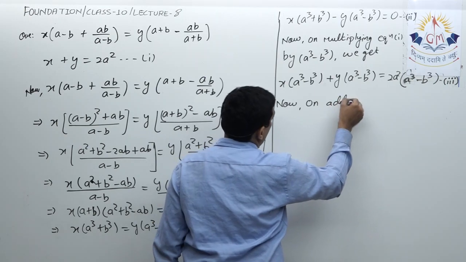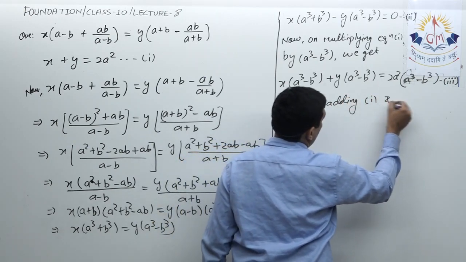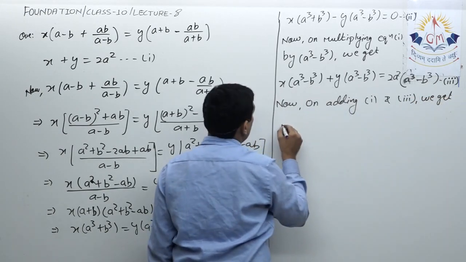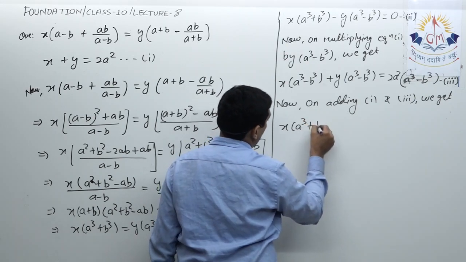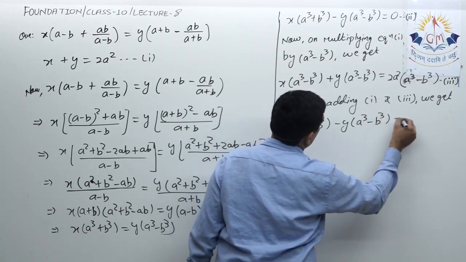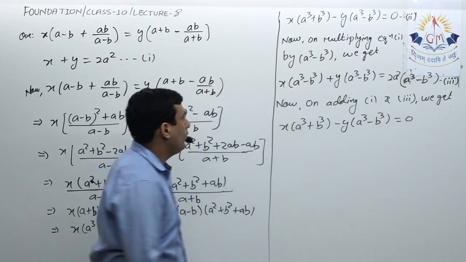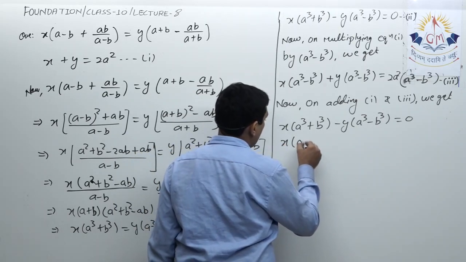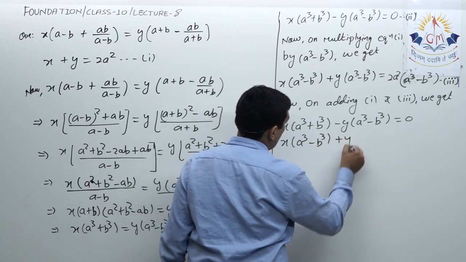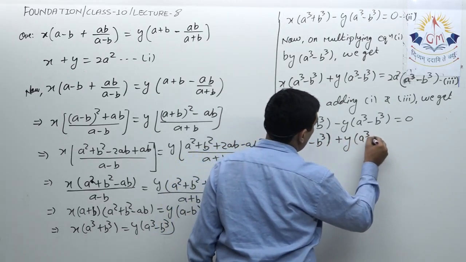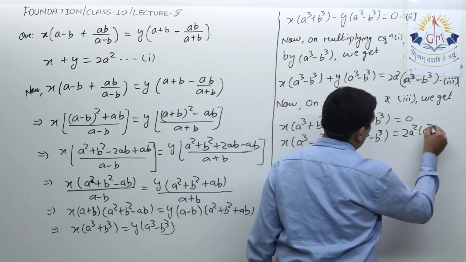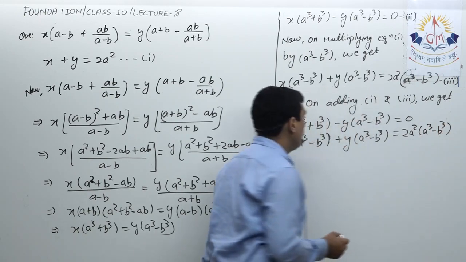Now on adding first and third, we get: first is x(a³ + b³) minus y(a³ − b³) is equal to 0. That is equation number 1. And equation third is x(a³ − b³) plus y(a³ − b³) is equal to 2a²(a³ − b³).